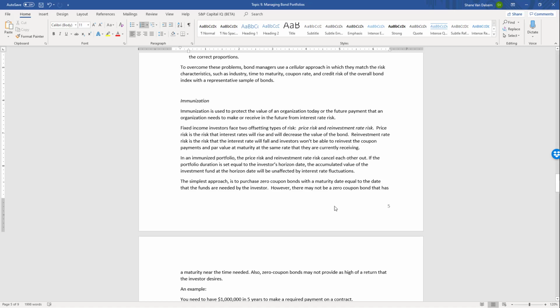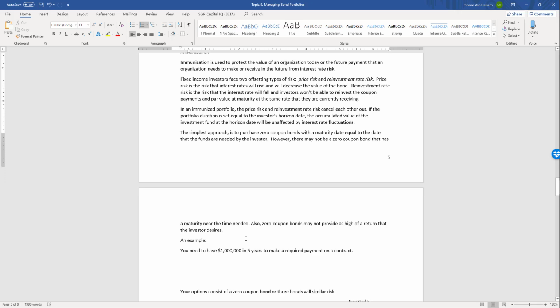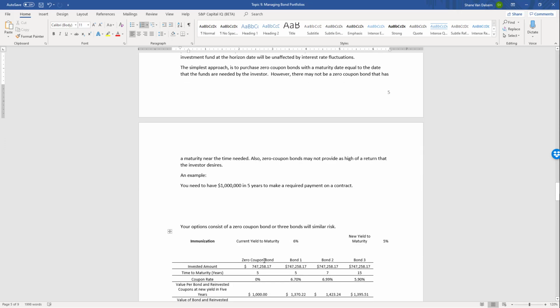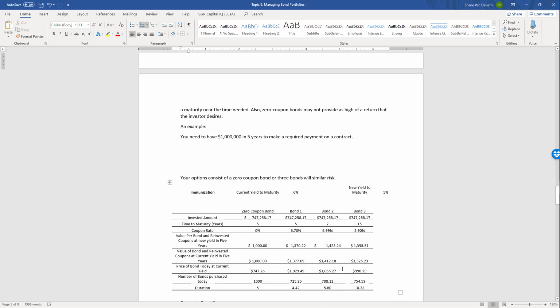However, there may not be a zero coupon bond that has a maturity near the time needed. Also, zero coupon bonds may not provide as high of a return that the investor desires. So here's an example, and I work out the entire example in the next video, which goes through and creates this worksheet.